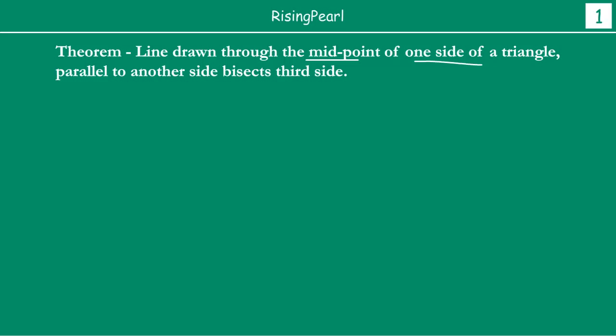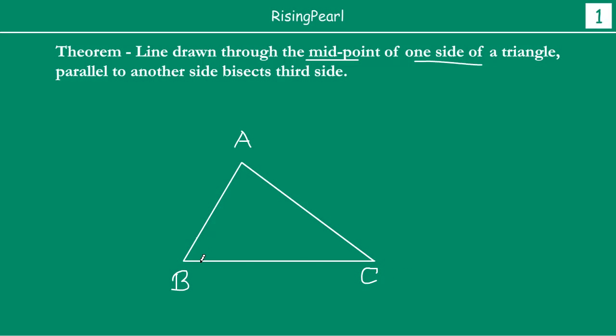So dosto, let us first draw a triangle. Here we have drawn a simple triangle. Let us call it A, B, C. So we have a triangle ABC. The theorem states that a line is drawn through the midpoint of one side of the triangle. So let us pick the side AB and find its midpoint. We have a midpoint somewhere here. You will notice that this point, E, is the midpoint of AB, okay?